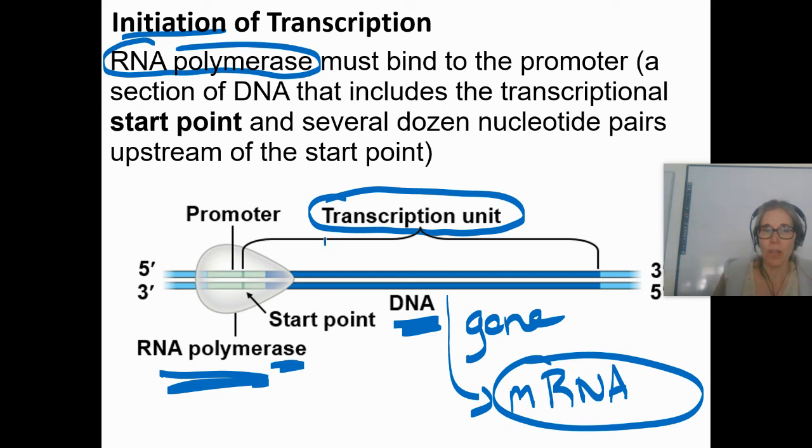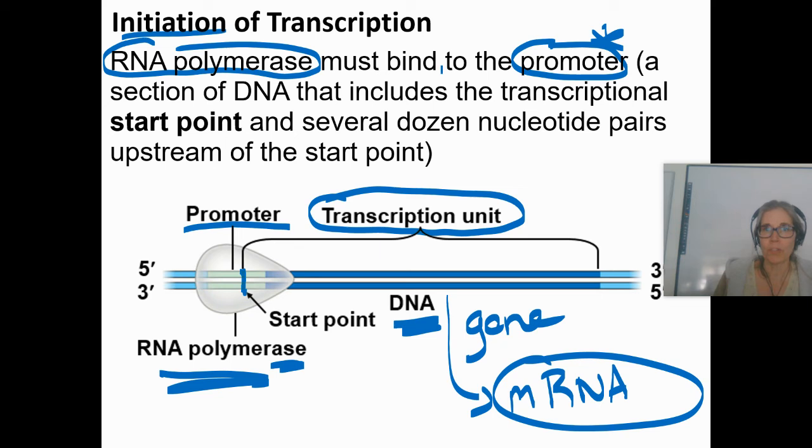So how does it do that? Well, it has to start at the beginning, right? So here's the start point where it actually reads the DNA to make the RNA. But just before that, part of the DNA is called the promoter. So the promoter is a segment of DNA that comes just before the part that actually gets transcribed, including a little bit that does get transcribed. And it's the part of the DNA that RNA polymerase can bind to. So promoter is crazy important. You absolutely have to memorize that one.